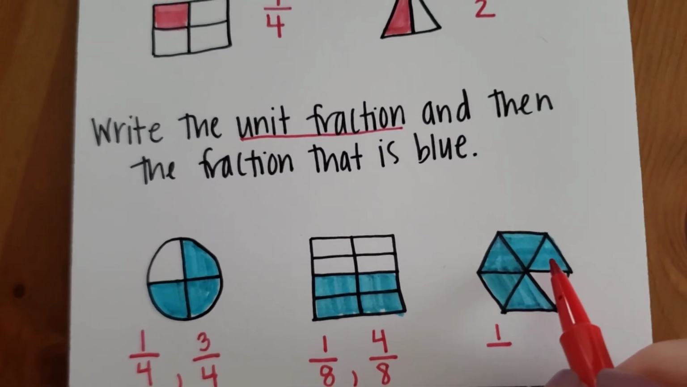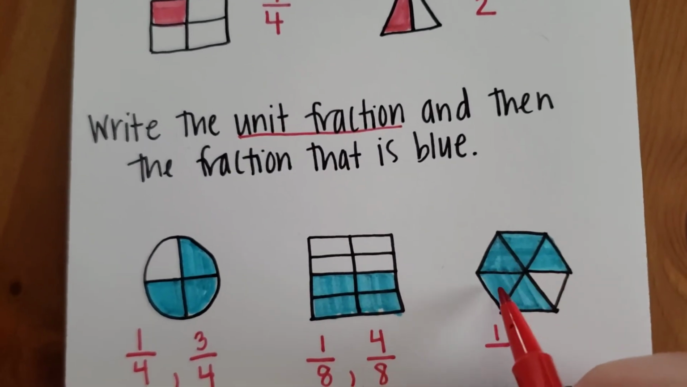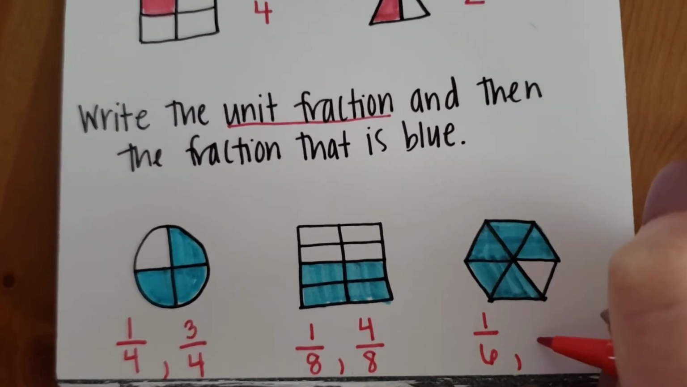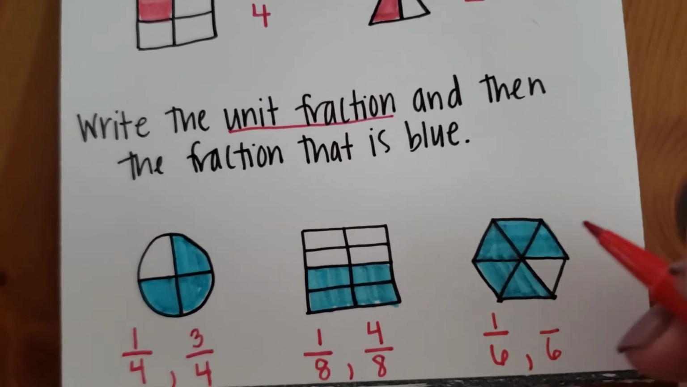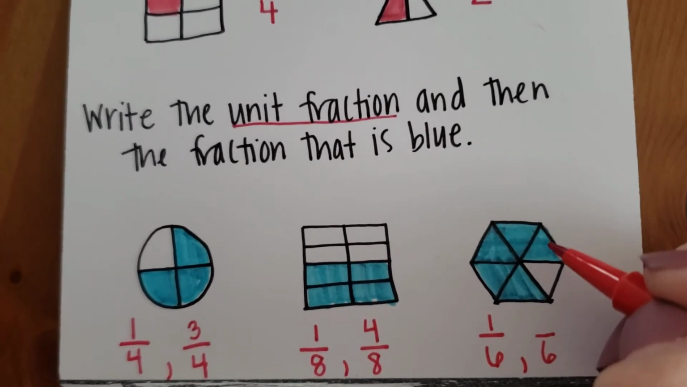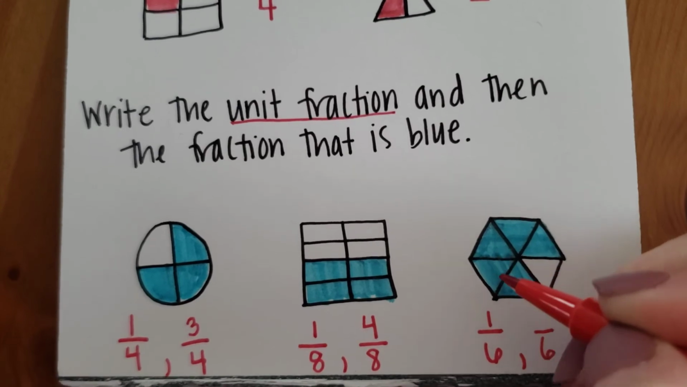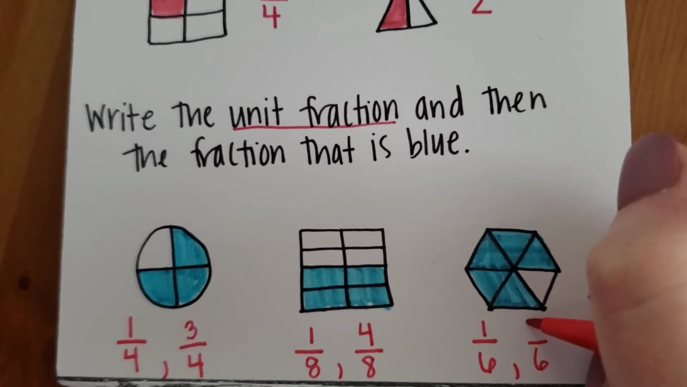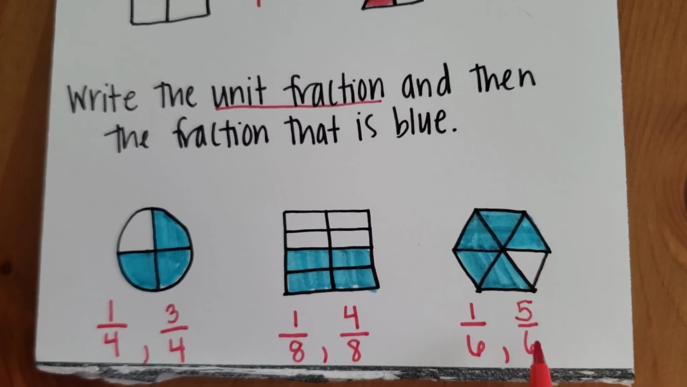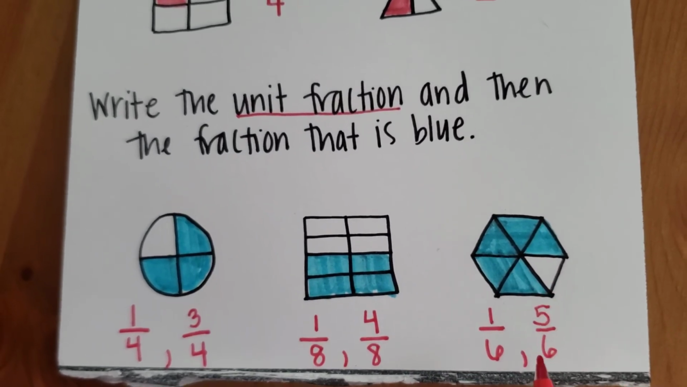My last one, again, we're doing unit fraction, so I know 1 is going to be my numerator. I'm going to count how many pieces total there are. 1, 2, 3, 4, 5, 6. So there are 6 pieces total. I know my denominator is still going to be 6 because I didn't change how many total pieces there are. But the fraction that is blue is now going to be 1, 2, 3, 4, 5. So my unit fraction is 1/6, and my ones that are blue is 5/6, okay?